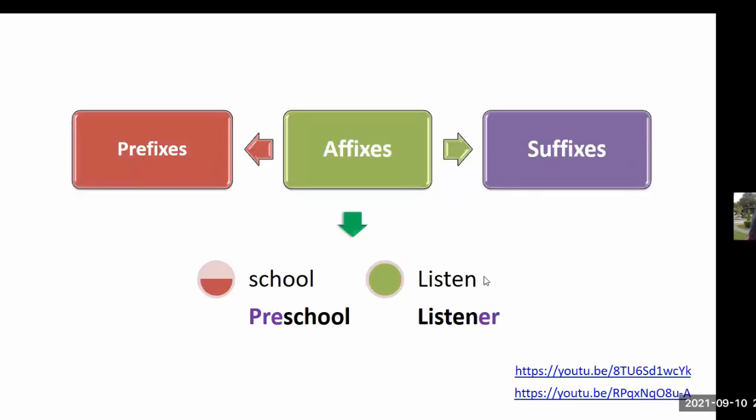Now here we have suffixes. With suffixes, we also add meaningful units called bound morphemes to the root words or the free words. The free morpheme in this case is listen. Listen at this point is a verb. But if you add the bound morpheme er, then this is not a verb in action anymore. It changes to a noun, listener, right? So the function of the word changes. This is not only changing what the word means, also changing the function of the word.